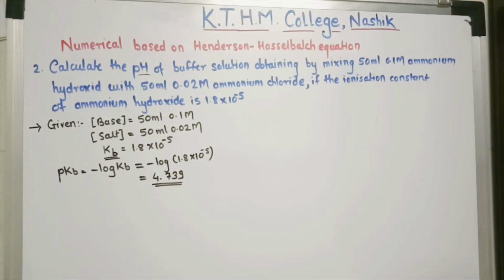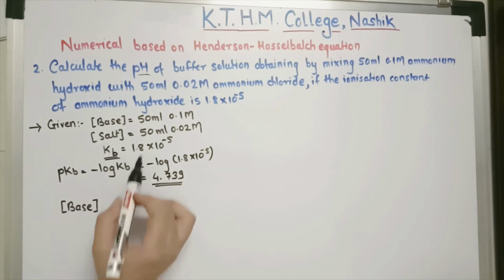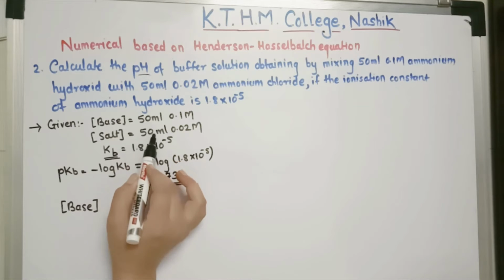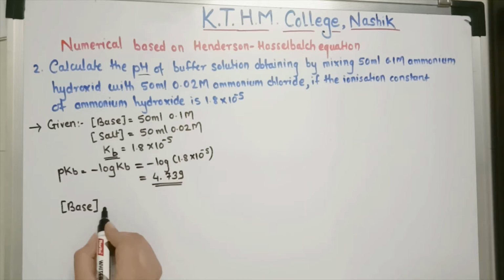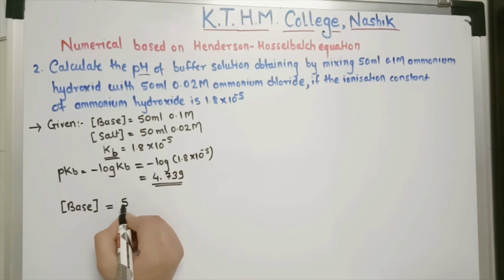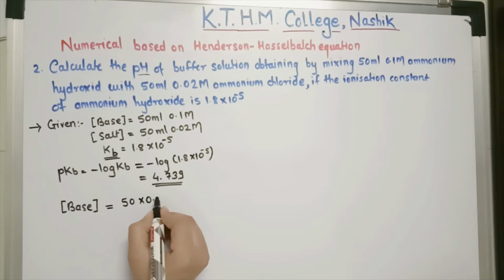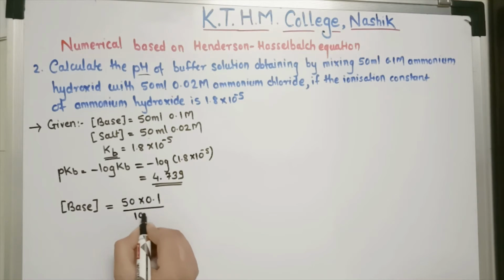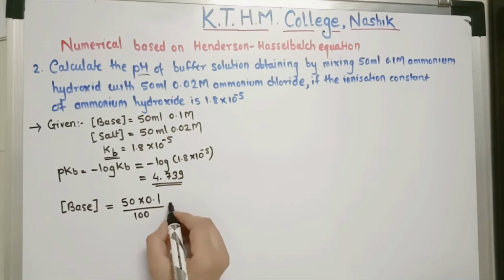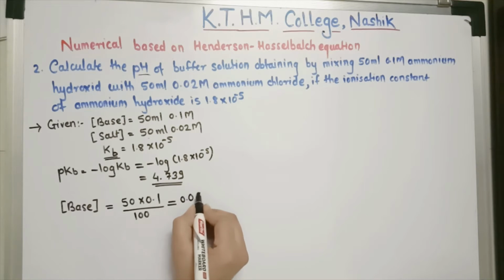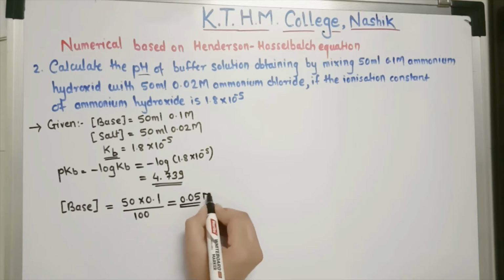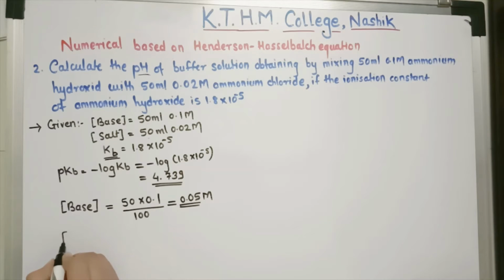Now we have to find the concentration of base. The concentration of base is found out like this. The total basic buffer solution is 50 plus 50, it is 100. Therefore 50 into 0.1 upon the total solution, that is 100, which will be equal to 0.05 molar.